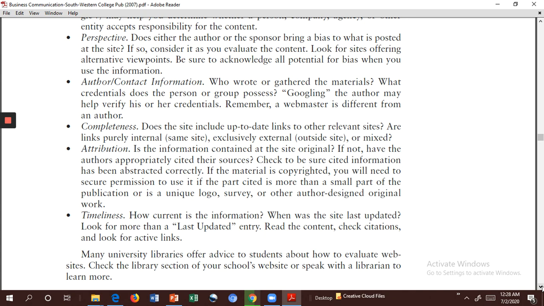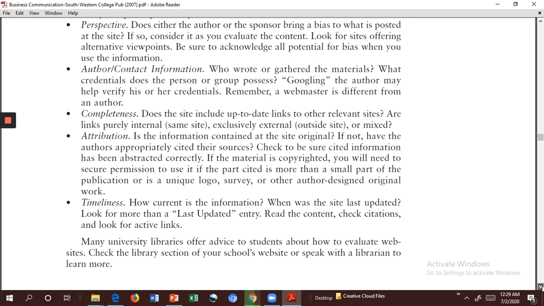Attribution: is the information contained at the site original? If not, have the authors appropriately cited their sources? Check to be sure cited information has been abstracted correctly. If the material is copyrighted, you will need to secure permission to use it, if the part cited is more than a small part of the publication or is a unique logo, survey, or other author designed original work.